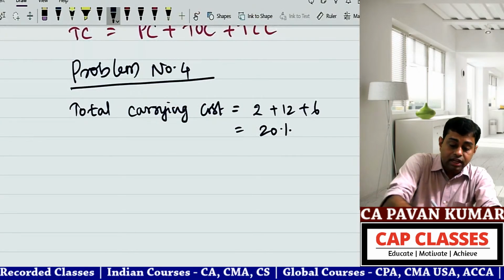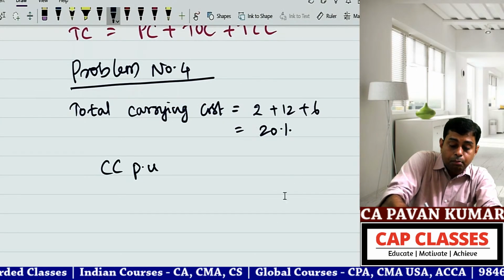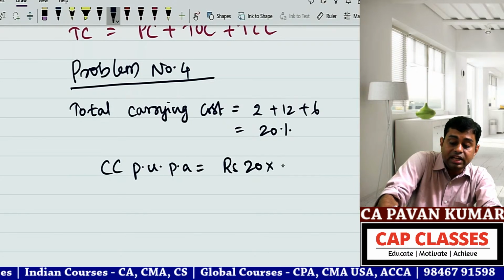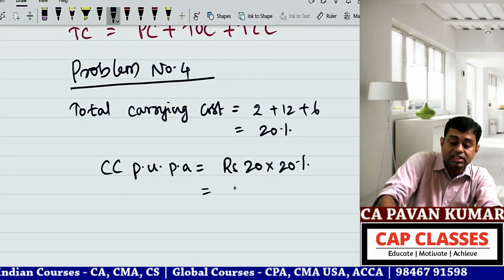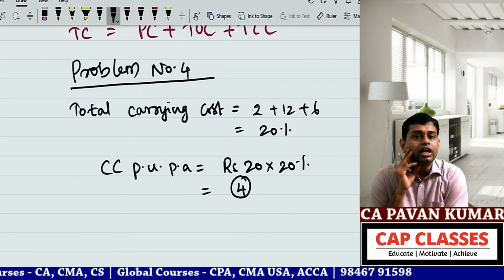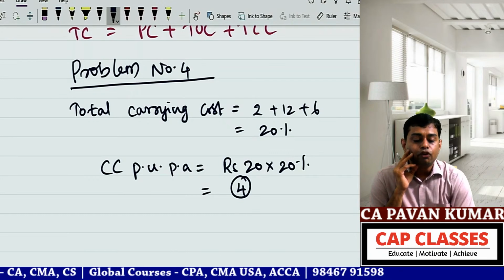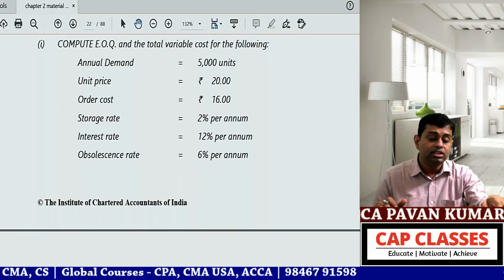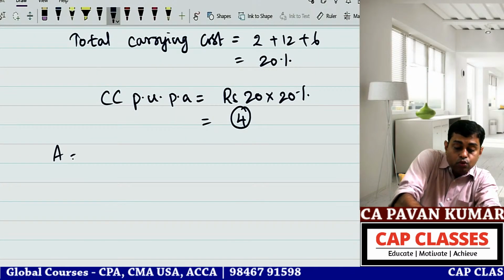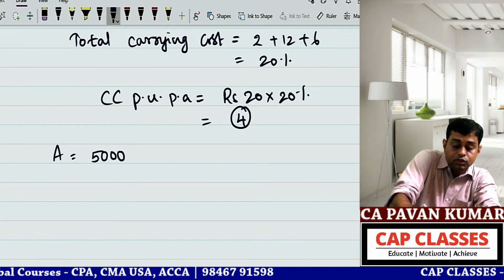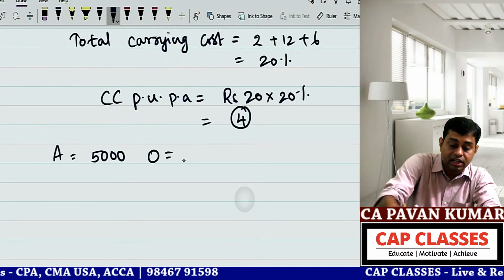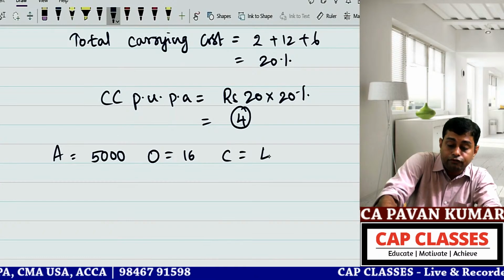Unit price 20. Therefore, carrying cost per unit per annum is equal to purchase cost 20 into 20% on it. Can I say C is equal to 4 rupees? Therefore, C is equal to 4 rupees. Annual demand 5,000, so A is equal to 5,000. O is equal to ordering cost they have given, 16 rupees. C is equal to 4 rupees.